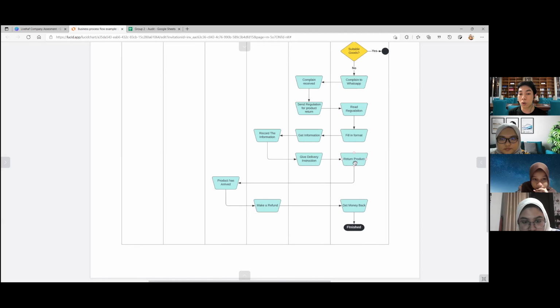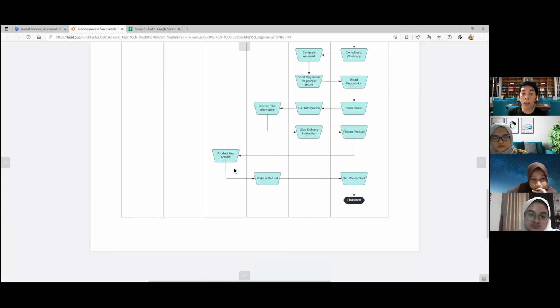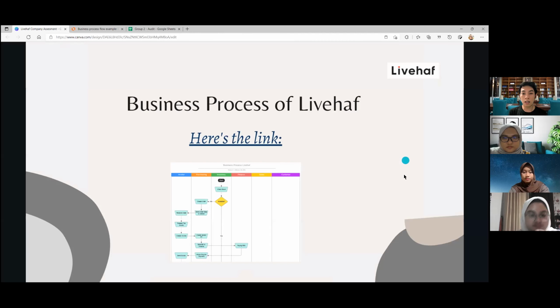And this is the return of the product. After the product is returned, inventory gets the product. Product has arrived. After the product has arrived, finance makes a refund. After making a refund, the last step is getting the money back from finance to the customer. And this is finished. Okay, this is the BPA process. The next slide will be explained by another member.